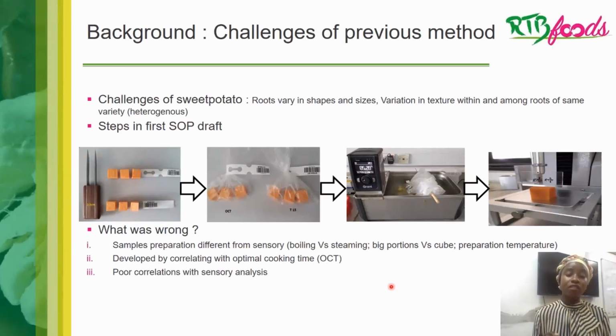Those included that the sample preparation we were following for the instrumented texture was really different from the sample preparation method we were doing for sensory. Particularly, we were immersing the samples in water for the instrumental texture, whereas for sensory, we were steaming. We also developed this method by correlating with optimal cooking time, so it was optimized using the cooking properties. However, we needed a method that can correlate with sensory texture.